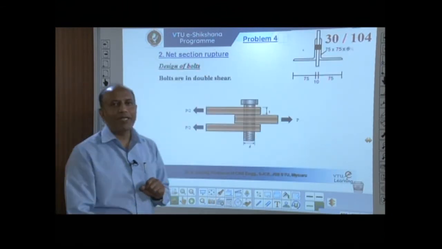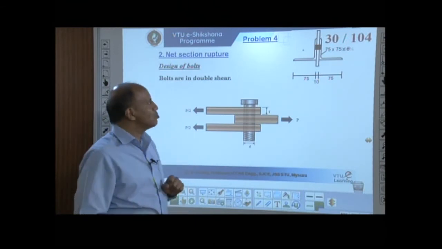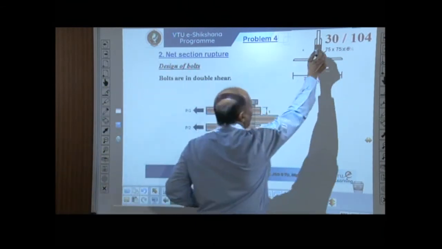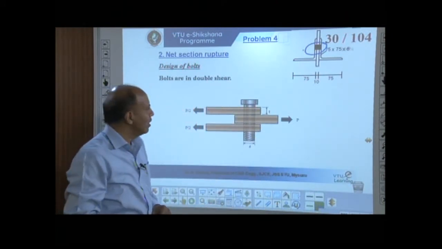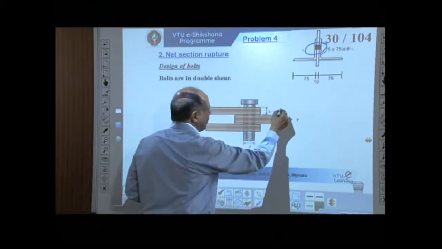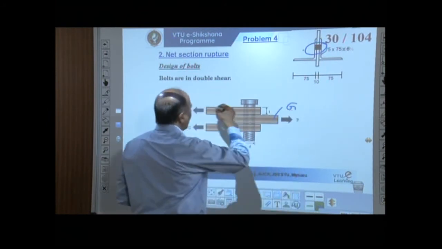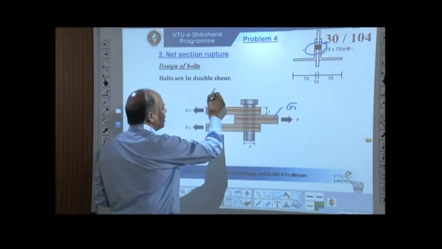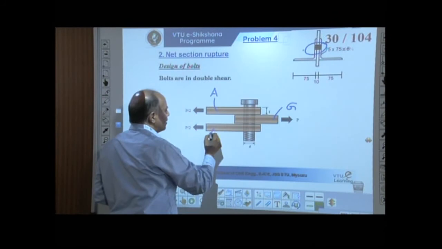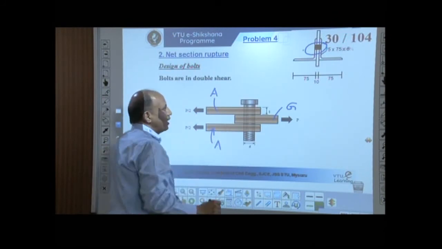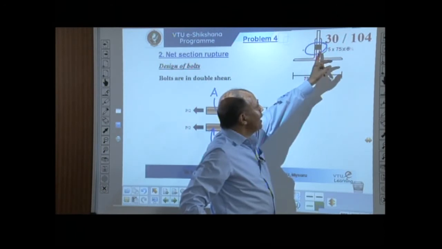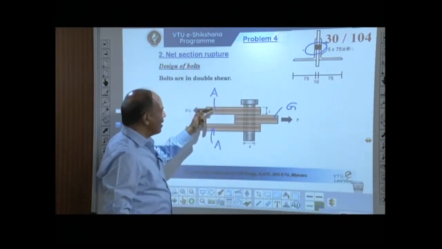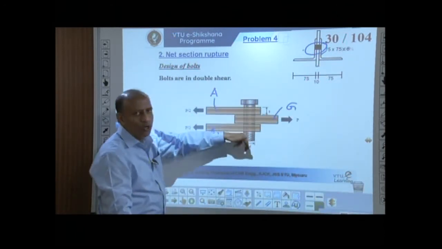The first important thing that you need to understand is that this bolt, whatever you are trying to have here, is under double shear. Why is it under double shear? Assume that this is your gusset plate, this is one angle, that is one leg of the angle, and that is the other leg of the angle. You can clearly see there are 3 thicknesses: angle, gusset plate and angle, and there is a bolt that we have here.